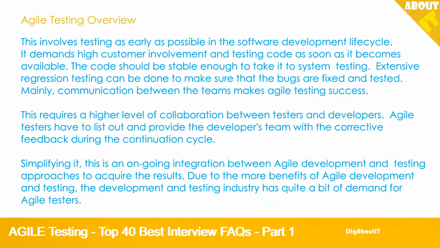The code should be stable enough to take it to system testing. Extensive regression testing can be done to make sure that the bugs are fixed and tested. Mainly, communication between the teams makes Agile testing a success. This requires a higher level of collaboration between testers and developers. Agile testers have to list out and provide the developers team with corrective feedback during the continuation cycle.